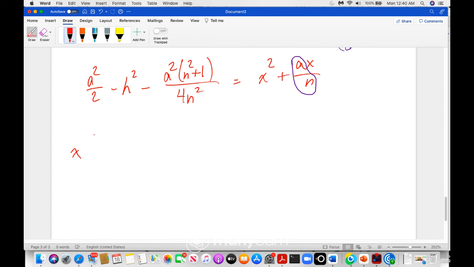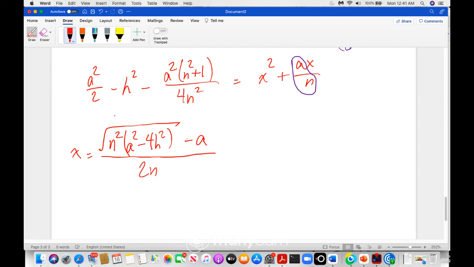You will finally get x is equal to the square root of n squared times (a squared minus 4h squared) minus a, all divided by 2n. The reason I'm not going through the algebra is because I'm trying to keep this video as short as possible, and it's already probably very long.